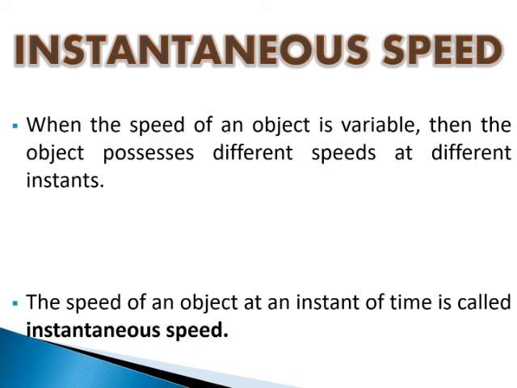Instantaneous speed. When the speed of an object is variable, then the object possesses different speed at different instants. The speed of an object at a given instant of time is called its instantaneous speed. Or we can simply say instantaneous speed of an object at an instant of time t is defined as the limit of the average speed as the time interval delta t at the given instant of time becomes infinitesimally small.